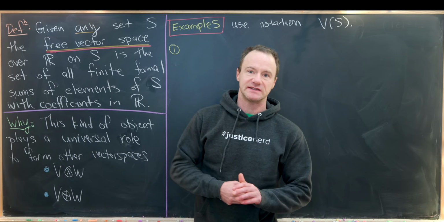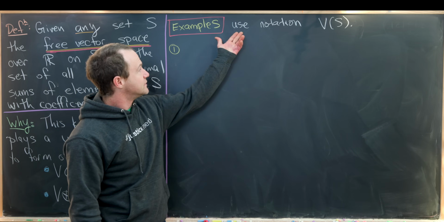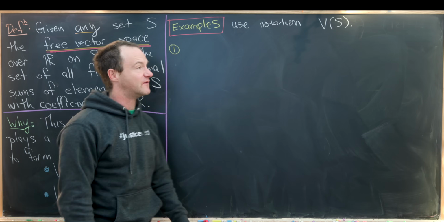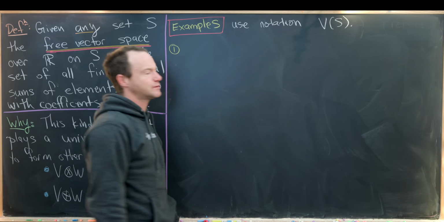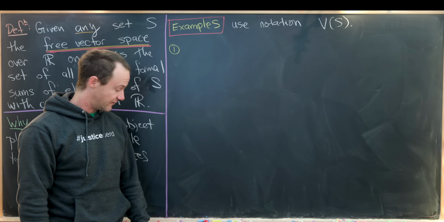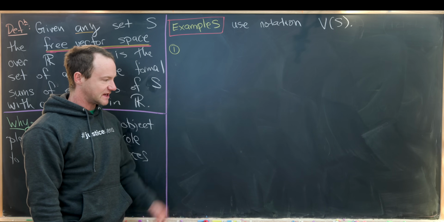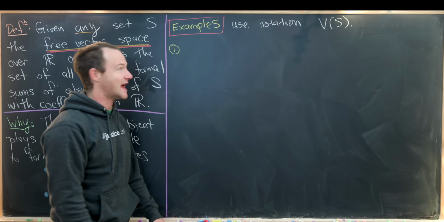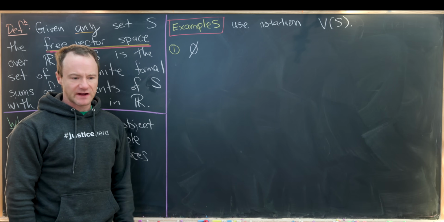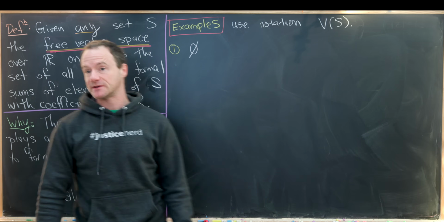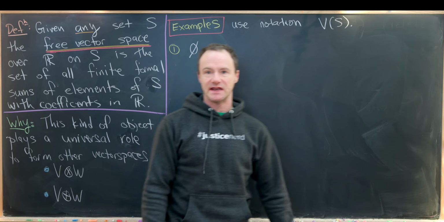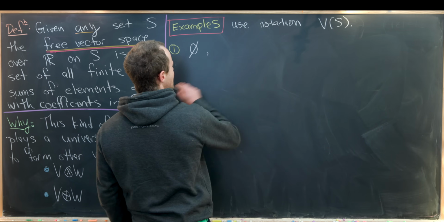Okay, so let's look at some examples. So while we look at these examples, we're going to use the notation V(S) to mean the free vector space on the set S. We could maybe put a subscript R here if we wanted to get really fancy with it, but we'll just leave it as V(S). So our first example will be with maybe the simplest set, and that will be the empty set. So what's the free vector space over the empty set? So that's going to be all finite formal sums of elements in S. So we would maybe write that like this.